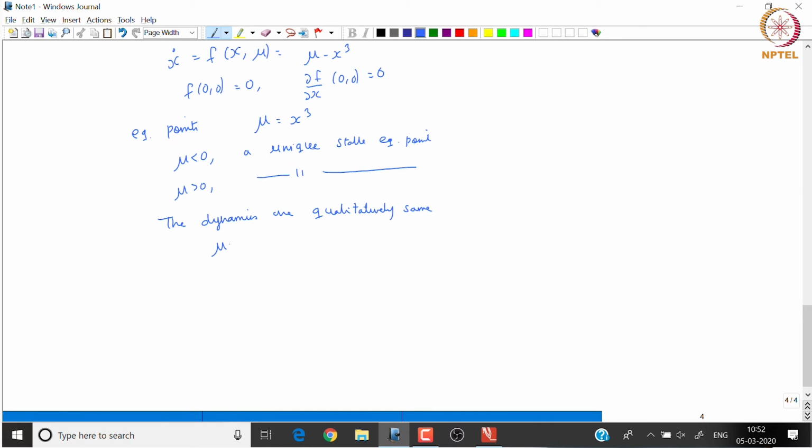Both for mu less than 0 and mu greater than 0, which means there is no addition or deletion of equilibrium points. If an equilibrium point was stable for mu less than 0, it continues to be stable for mu greater than 0. So, in this case there is actually no bifurcation.